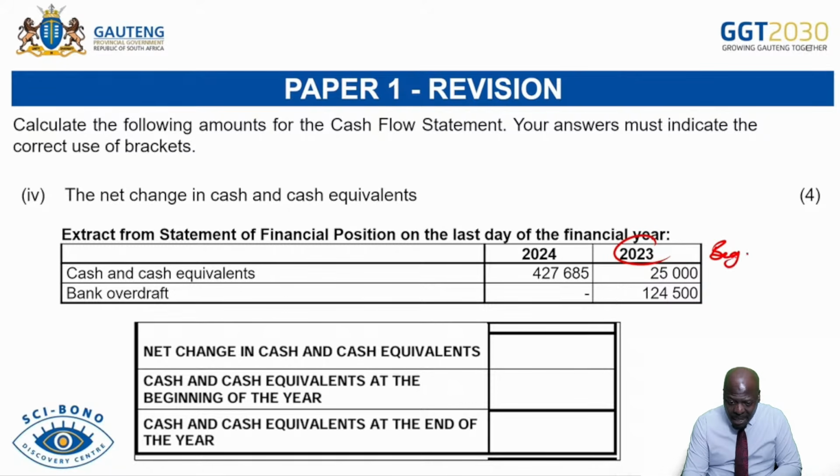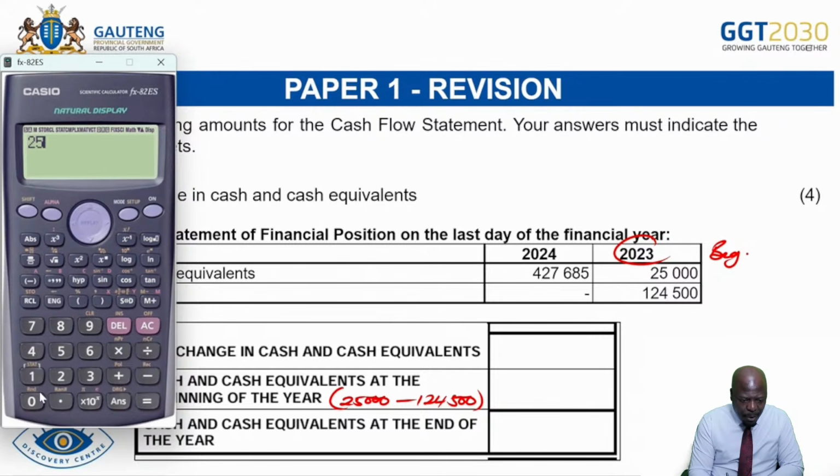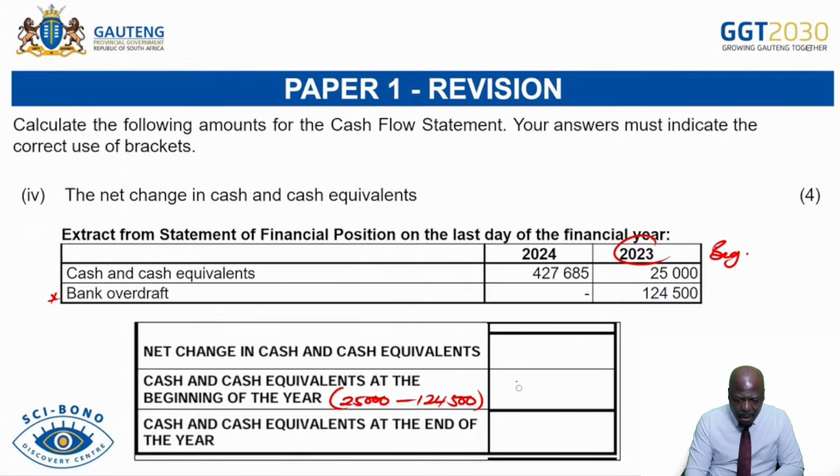This is the 2023. So I'll come here and I'll say, cash and cash equivalents is my 25,000. But I have a bank overdraft here, which I'm going to subtract, minus 124,500. So my bank overdraft must be subtracted. So I'm going to say 25,000, and I'm going to subtract 124,500. And that is going to give me a negative 99,500, a negative like that.